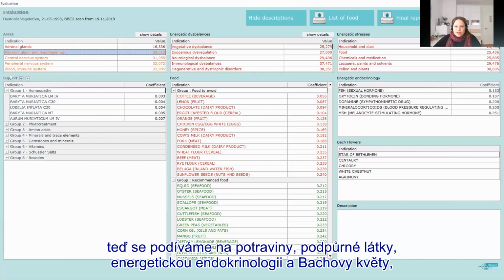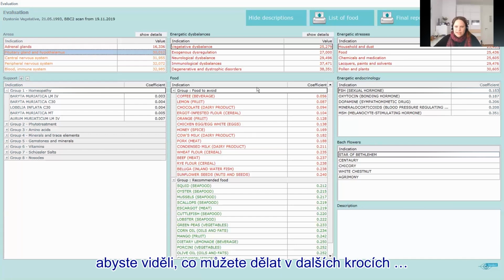So these are the first categories. Then we go to the support and the food, the chronological and the Bach flowers in the next steps, so that you know how we do the next steps.